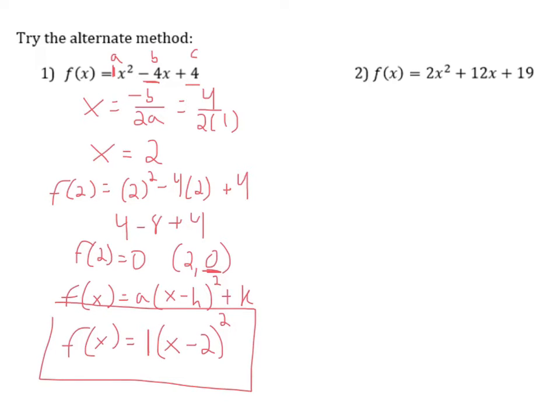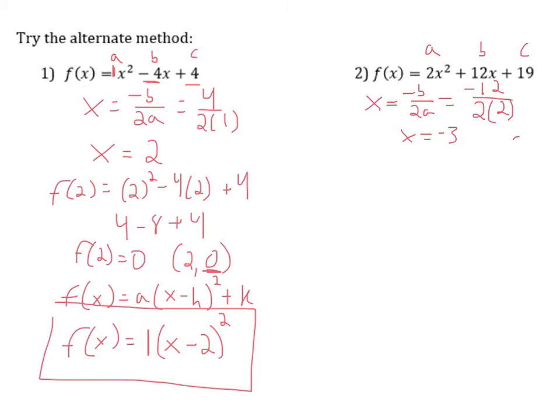Similarly, if we move on to the next example, if I want to find my vertex, I use my little formula, x equals negative b over 2a. In this case, my a is 2, my b is 12, and my c is 19. So with b being 12, my formula is going to be negative 12 divided by 2 times my a value of 2. So it's really negative 12 over 4. So x is negative 3.